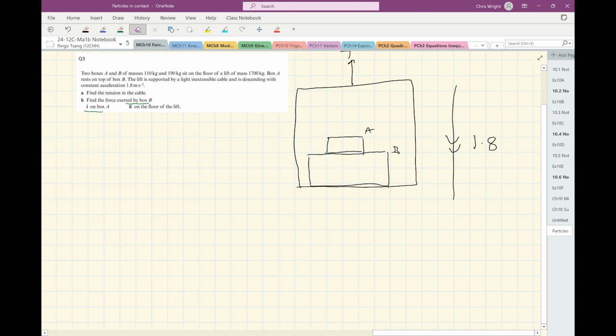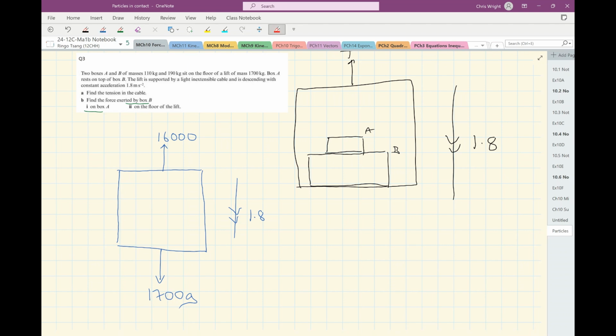Okay, let's have a think about the lift. Here it is. Now, there's a tension here of 16,000. We're descending with an acceleration of 1.8. The lift has a weight of 1700g. And there is a force being exerted on the floor of the lift by box B. I'll call that X. Now, let's resolve this in a downward direction.